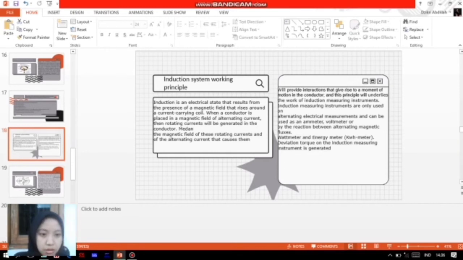Induction measuring instruments are only used for alternating electrical measurement and can be used as an ammeter, voltmeter, wattmeter, energy meter, or power meter. The deviation curve on the induction measuring instrument is general.